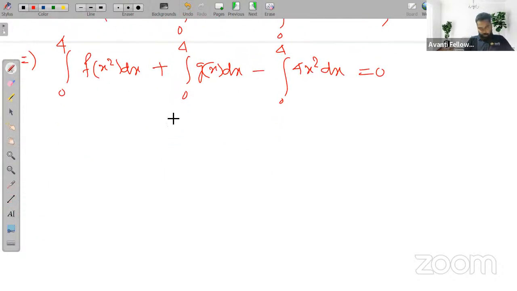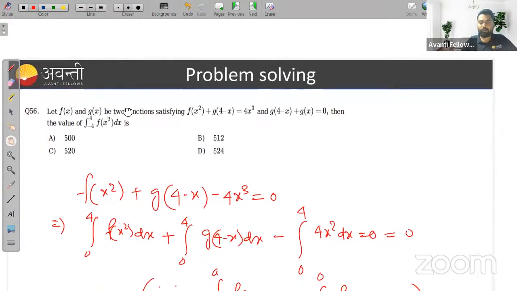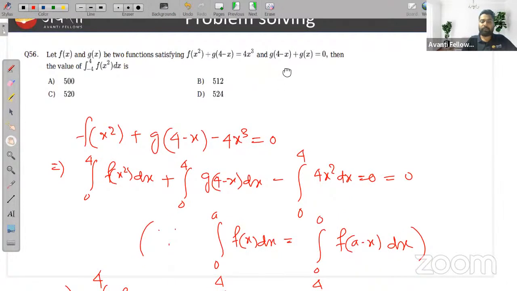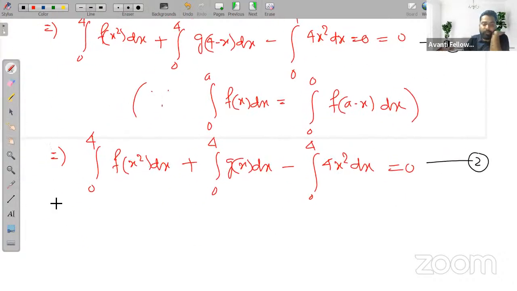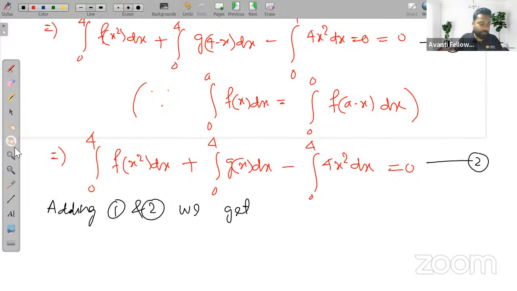Okay, and we have in the question also g of x is equal to g of x. Okay, if you give this equation as equation 1 and this equation as equation 2, if you add these two equations, what will you get? Adding 1 and 2, what will we get?